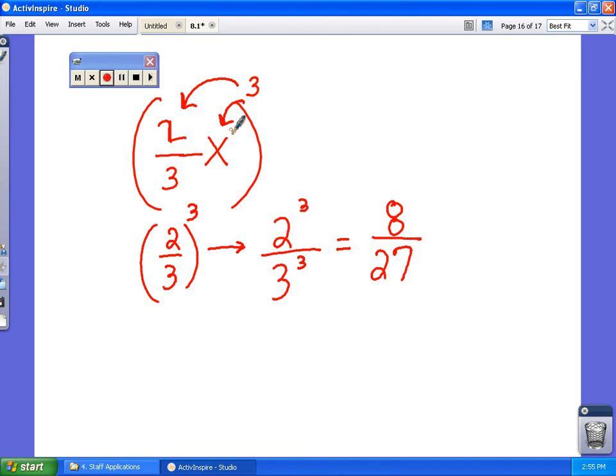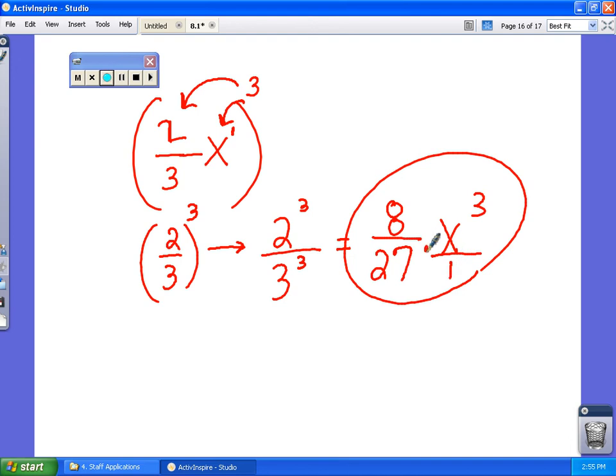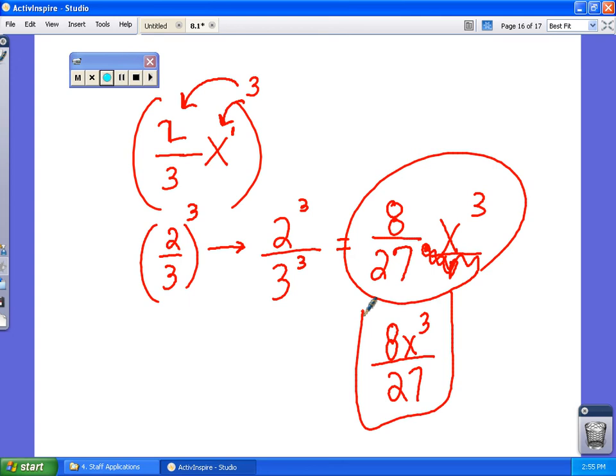And then we also have to take x to the first power to the third power. Well, we assume there's a 1 here. And remember, we multiply because it's a power to another power, which is x to the third. Now, keep in mind that this is the same thing as 8 over 27 times x to the third, so you can leave it like this as your answer, or if you want, you can multiply 8/27 times x to the third over 1, and you end up with 8x to the third over 27. They're really the same exact thing.